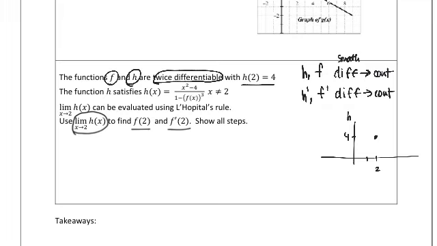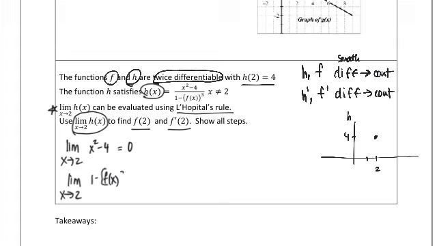So first of all, let's use the fact that the limit can be evaluated. The limit of this function as x approaches 2 can be evaluated using L'Hopital's rule, right? That means that the top and the bottom must be going to either 0 over 0 or infinity over infinity. So the top, when x approaches 2, is clearly going to 0. So that must mean the bottom, as x approaches 2, is also going to 0, right?